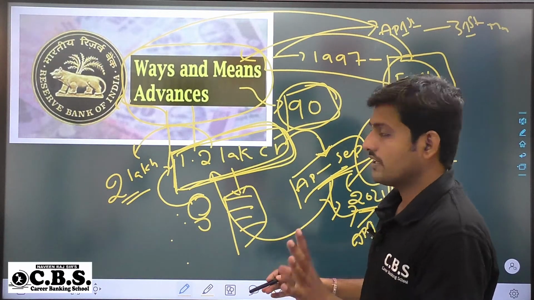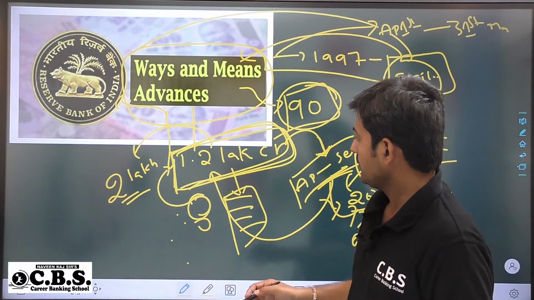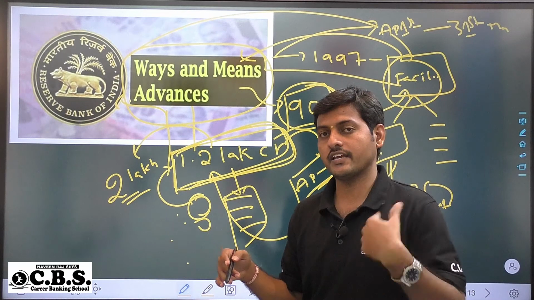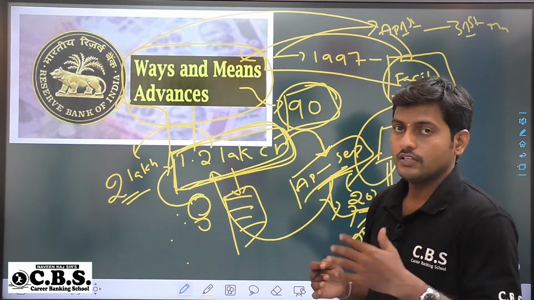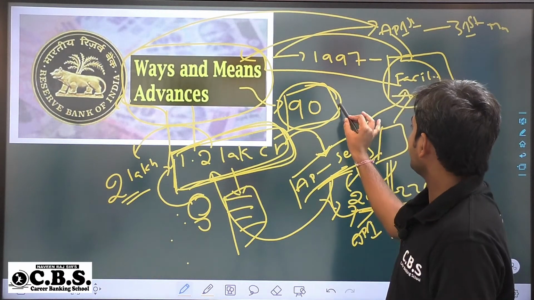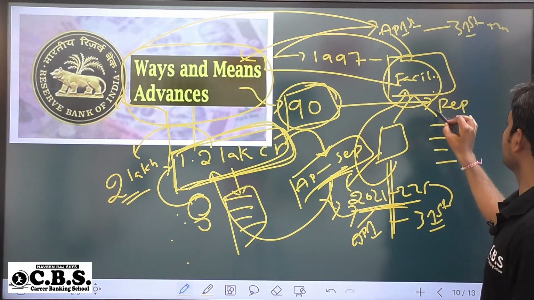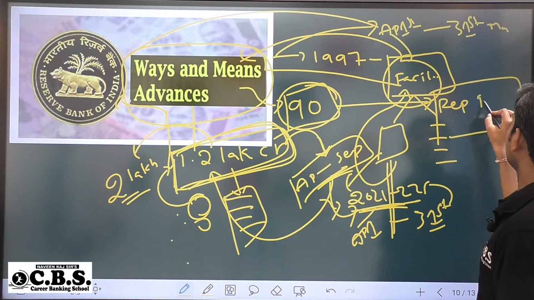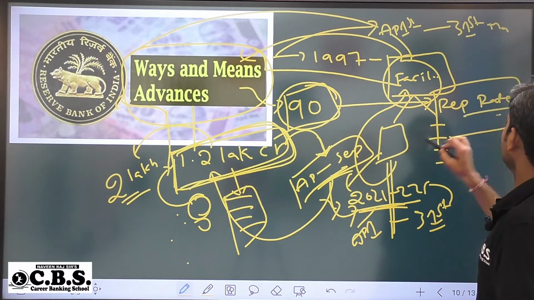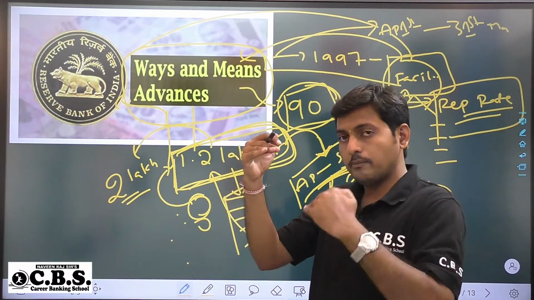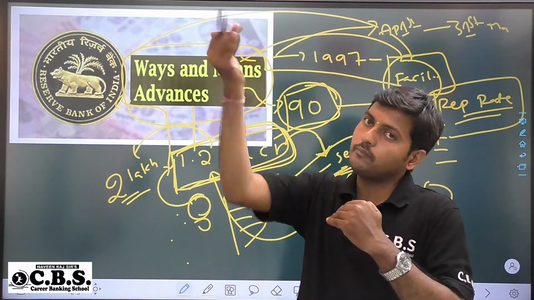So what about the rate of interest? Governments must pay rate of interest on the loans taken under this window. Then what is the rate? The rate is repo rate. Which rate is applicable? Repo rate. See, what is repo rate? Repo rate is the rate of interest at which commercial banks take loan from RBI.